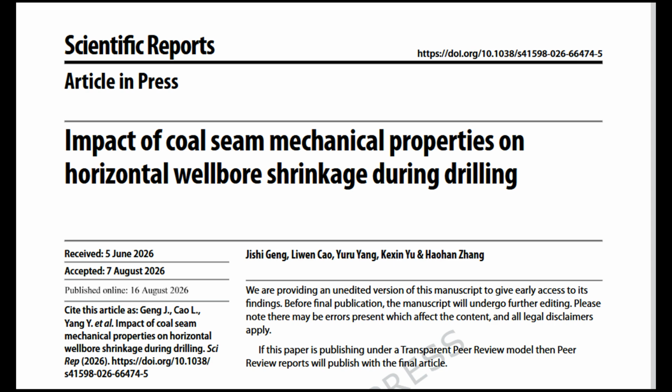The authors build their model on a set of simplifying assumptions. The coal is treated as a homogeneous, isotropic, elastic-plastic material. The far-field stress is equal in all directions, hydrostatic. The wellbore is a circular hole in an infinite plane strain condition, and the rock obeys the Mohr-Coulomb failure criterion.